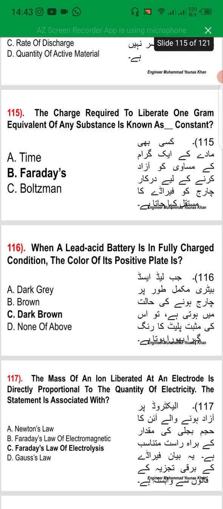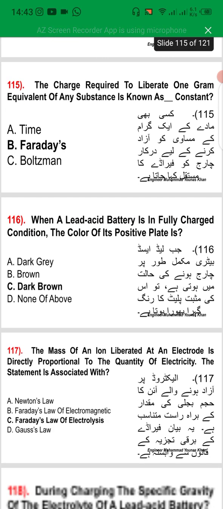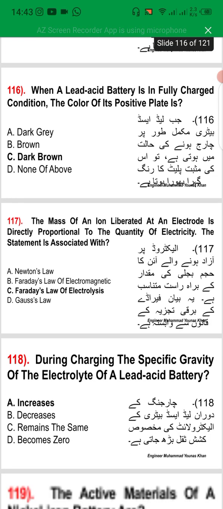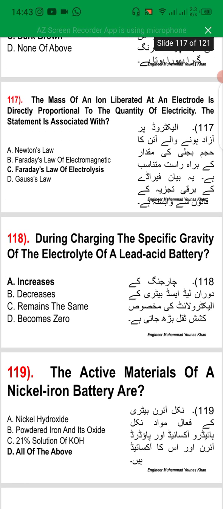The charge required to liberate 1 gram equivalent of any substance is known as the Faraday constant. When a lead acid battery is in fully charged condition, the color of its positive plate is dark brown. The mass of an ion liberated at an electrode is directly proportional to the quantity of electricity. This statement is associated with Faraday's laws of electrolysis.